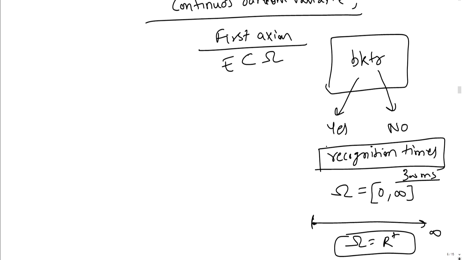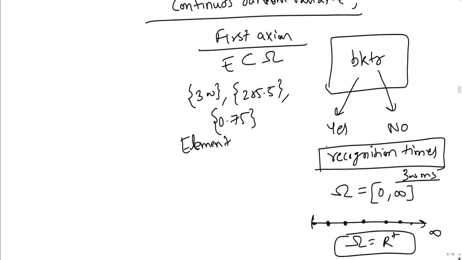One type of event that can occur here is that any point on this real number line would be an event. If I talk about a set containing only one member, let us say 300 milliseconds, a set containing only one member 255.5 milliseconds, a set containing only one member 0.75, these are all possible events. What kind of events are these? These are elementary events because they contain exactly one member. So what would be elementary events in this case? Any point on this real number line would be an elementary event.